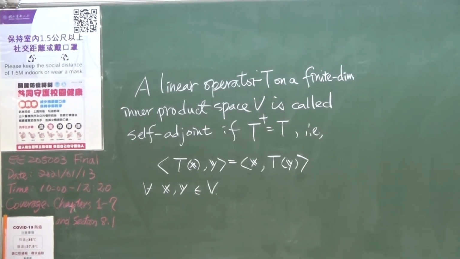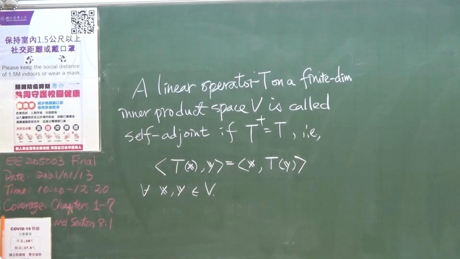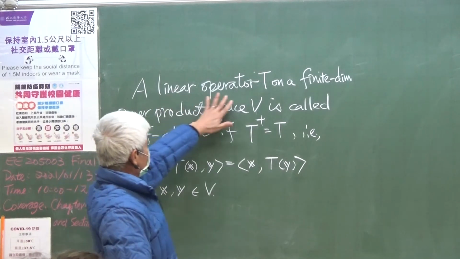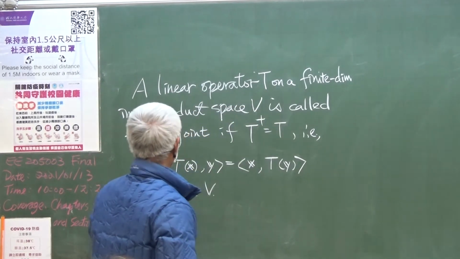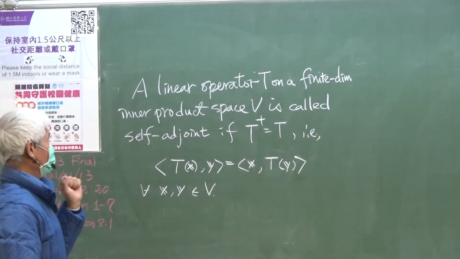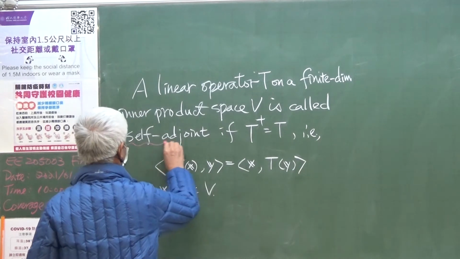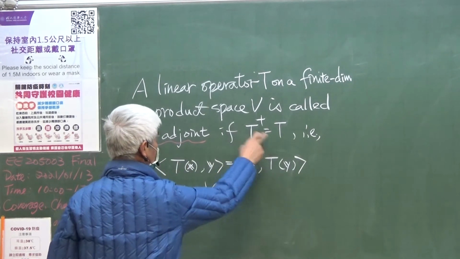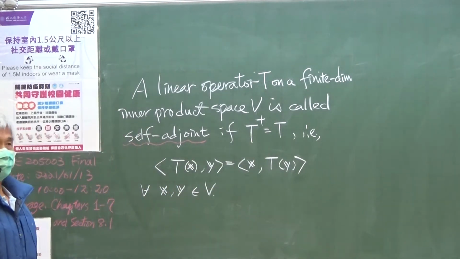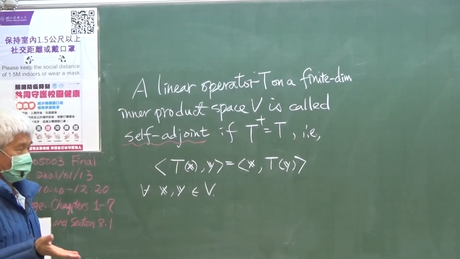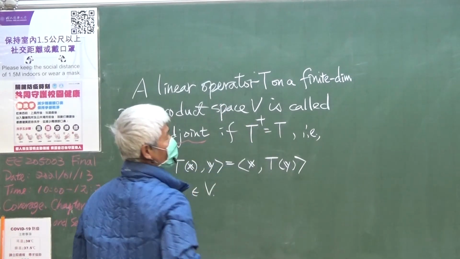Okay, so we define self-adjoint linear operator. A linear operator on a finite dimensional inner product space V is called self-adjoint if its adjoint is equal to T itself. So that's simple, right? T dagger is equal to T.